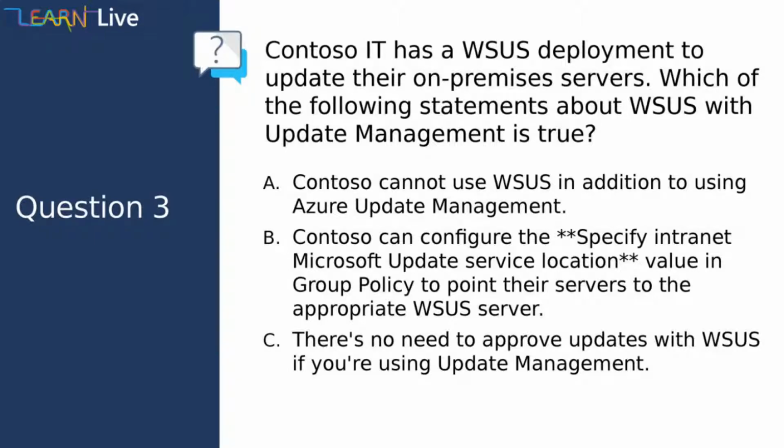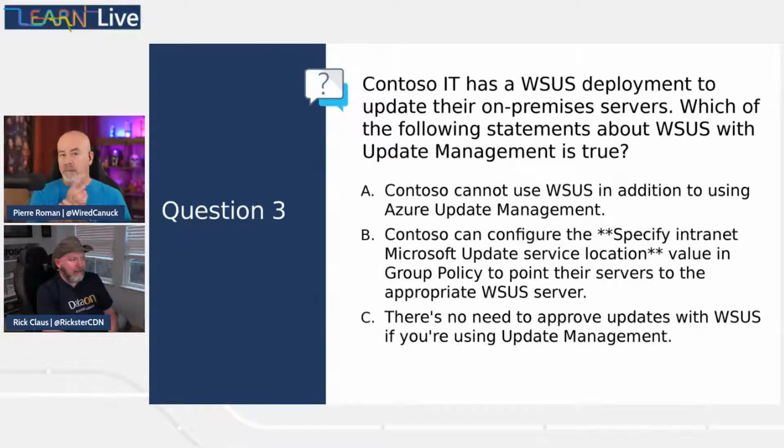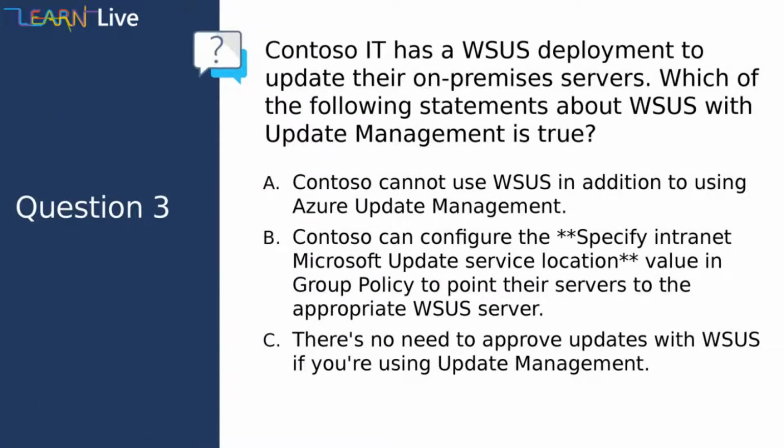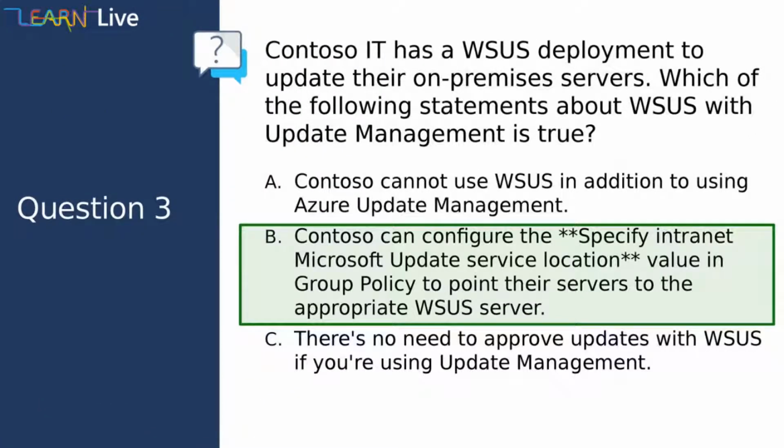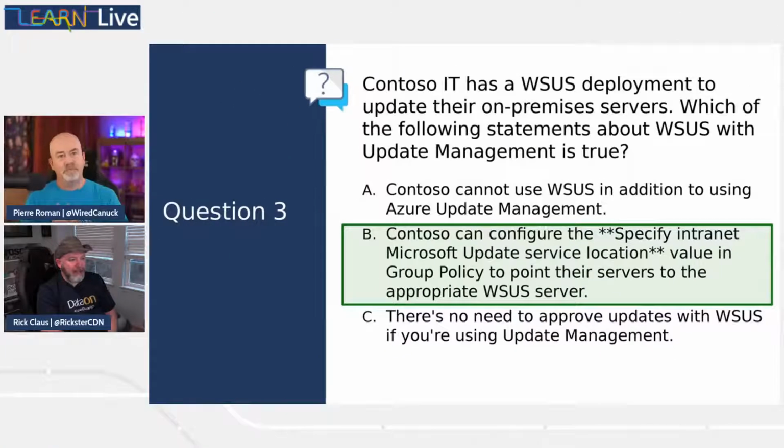Did we go through and do any kind of update approval on our scheduling at all? We did not, but we alluded to it when we looked at the include or exclude specific updates. So, in a way, we did. You got it. So, in this case, what do you think? I'm thinking it's B, but I believe you are correct, my friend. You can use it to specify intranet Microsoft Update service location values and point them to their appropriate internal WSUS server if it's required.